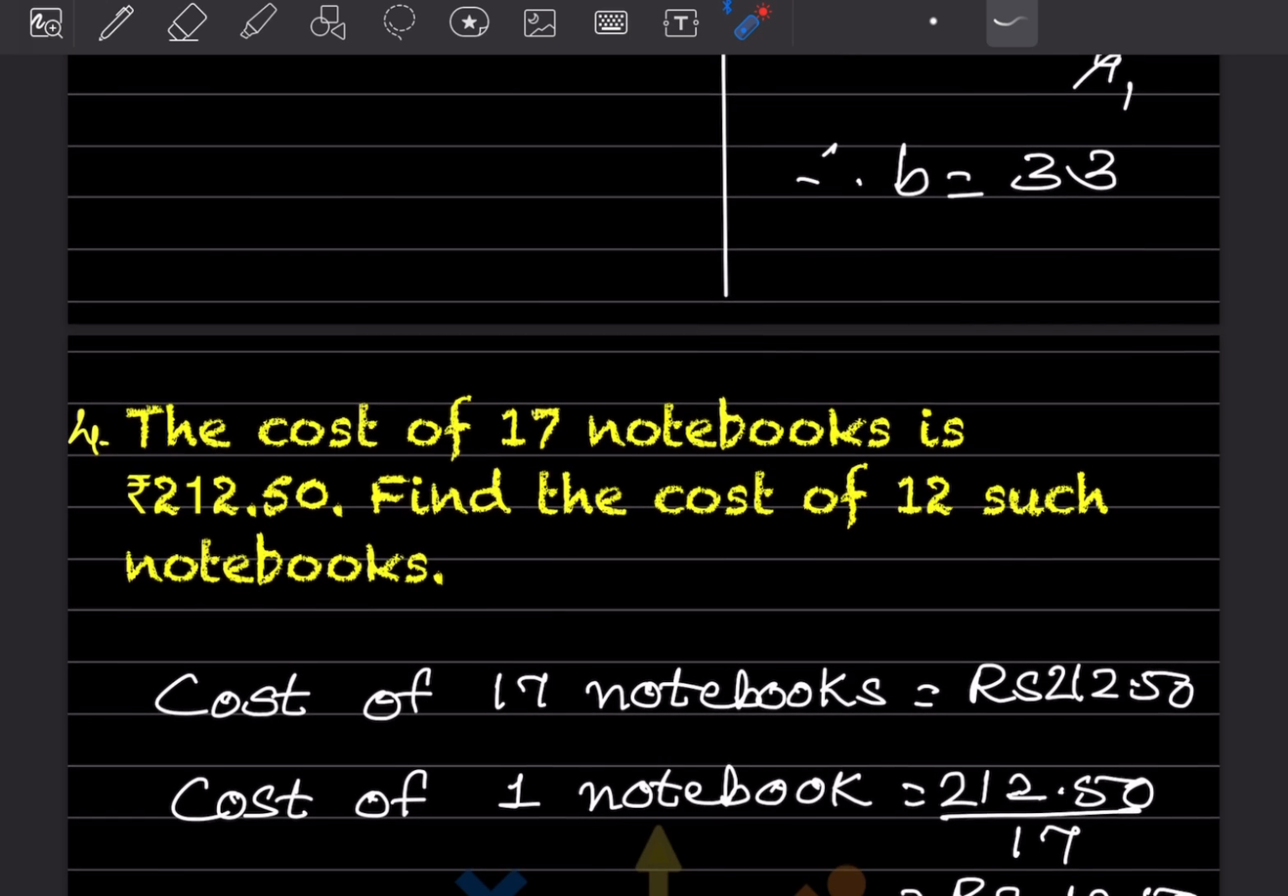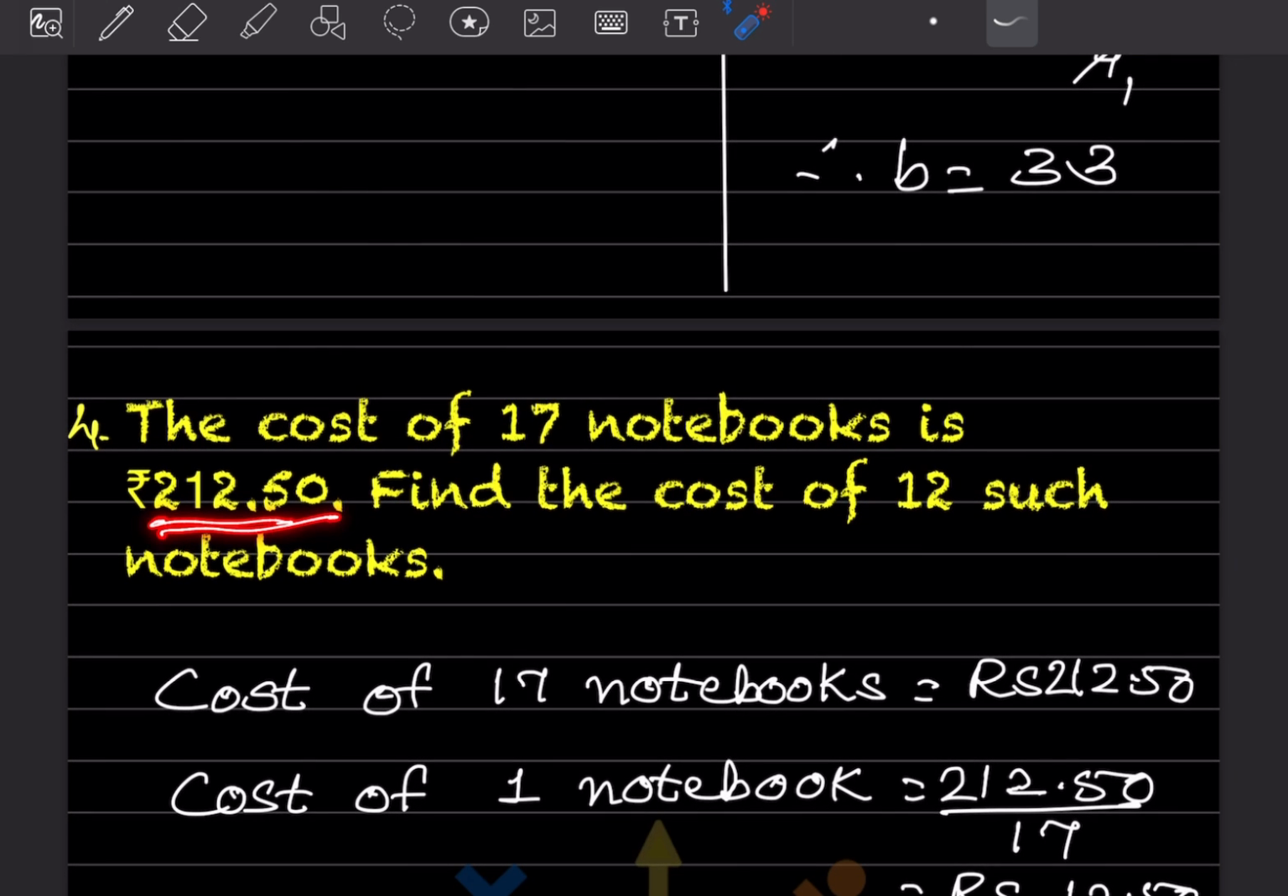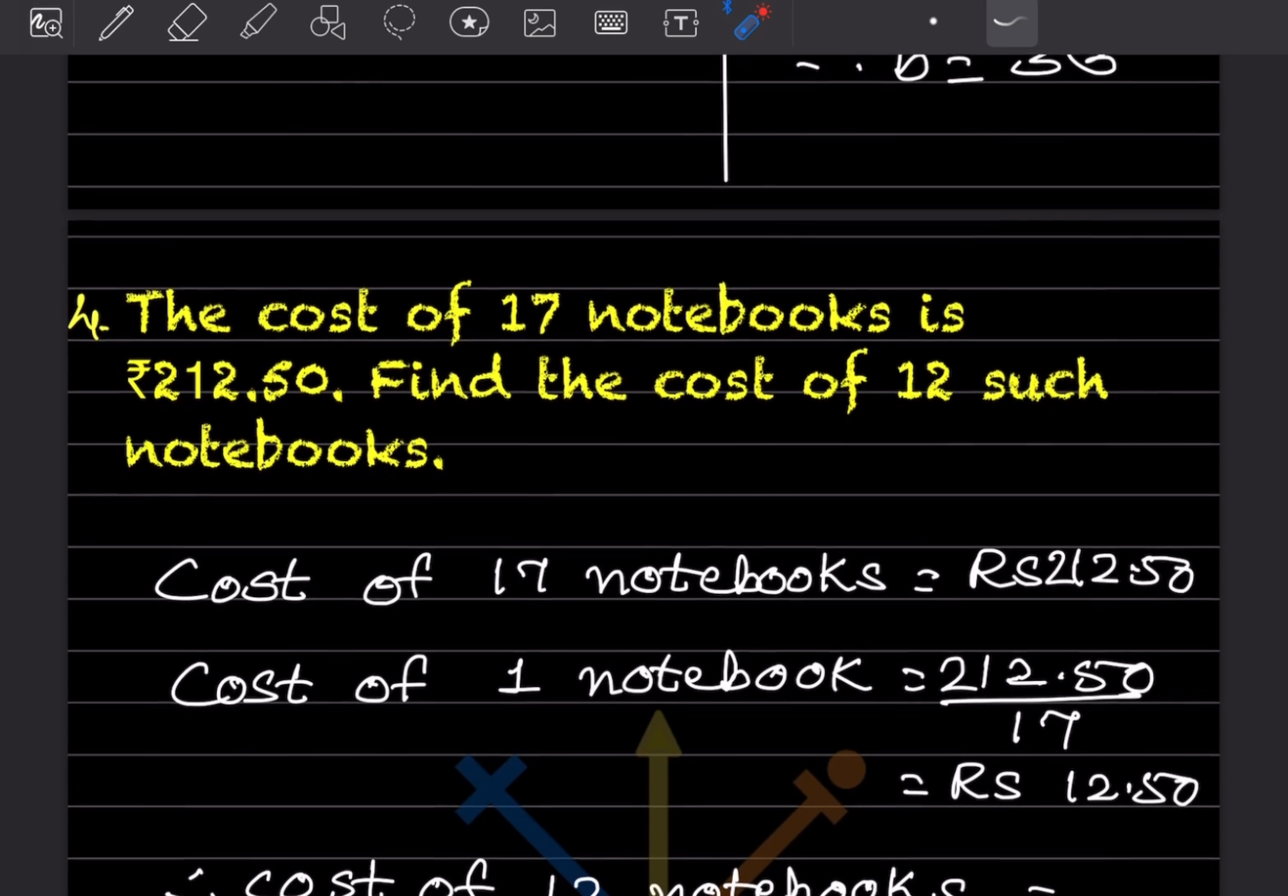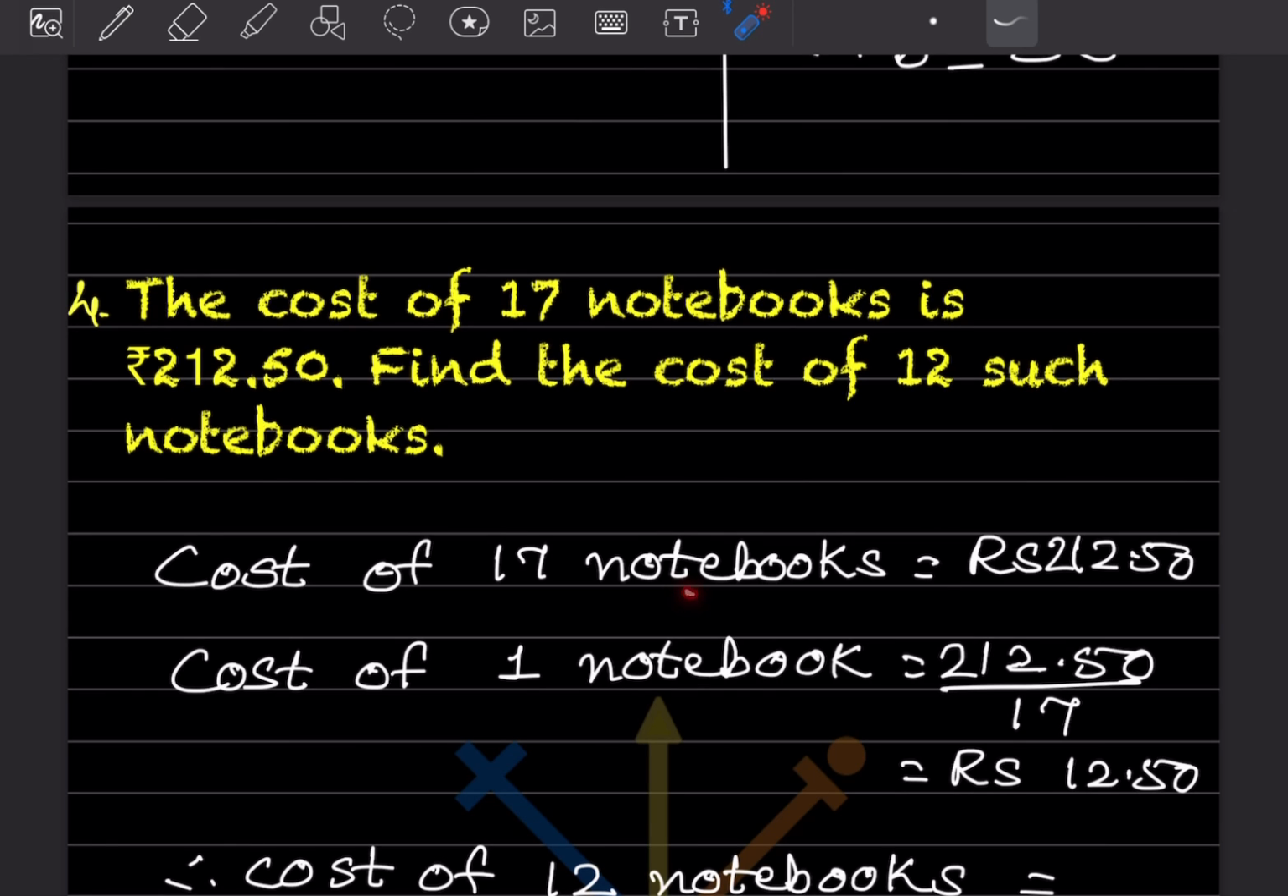The cost of 17 notebooks is 212.50, and you have to find the cost of 12 such notebooks. Now here, the cost of 17 notebooks, you can do either with the help of the unitary method or you can do it directly. So I have done it here with the unitary method first. The cost of 17 notebooks is given as 212.50. So now we want the cost of one notebook. So this will be cross multiplied. So 212.50 divided by 17. You can divide and see, we get 12.50.